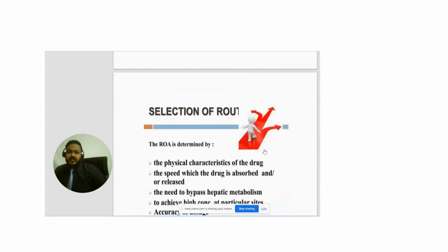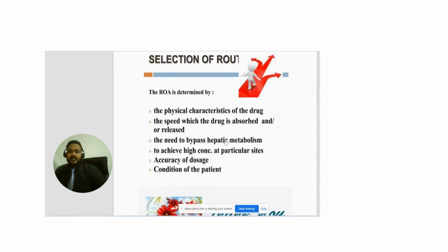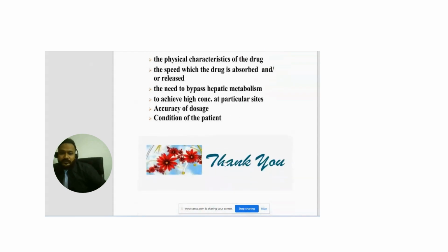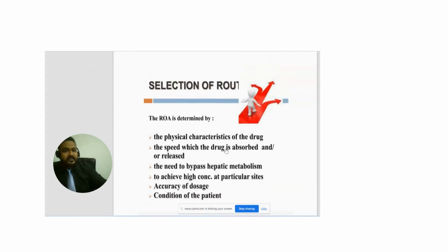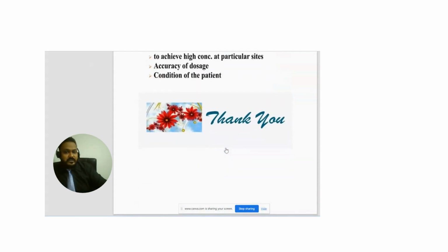And what are the criteria for selection of route of administration? It largely depends on the characteristics of the drug, the property, its pH, and its state, solid, liquid, or semi solid, whatever it may be. The physical characteristics of the drug, the speed at which the drug is absorbed and released, the need to bypass hepatic metabolism to achieve a high concentration at a particular site, accuracy of dose, and condition of the patient are also important. So here we are done with the route of drug administration. It is the part of pharmacology we have done.